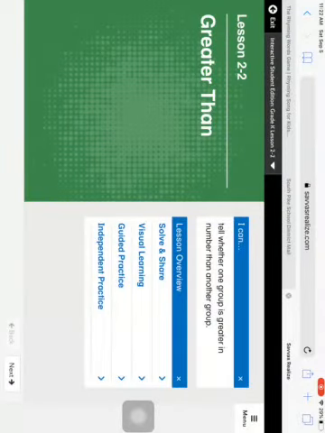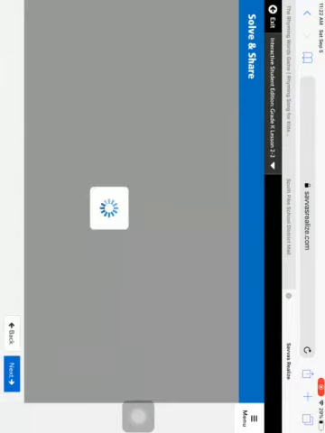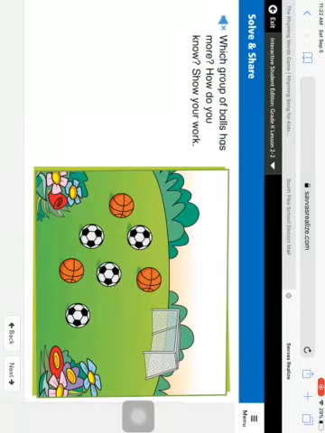Alright, so we're going to do lesson 2-2 today, which is greater than. Our I can statement is: I can tell whether one group is greater in number than another group. So let's continue to our solve and share.